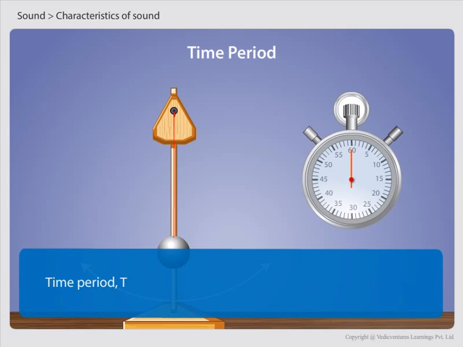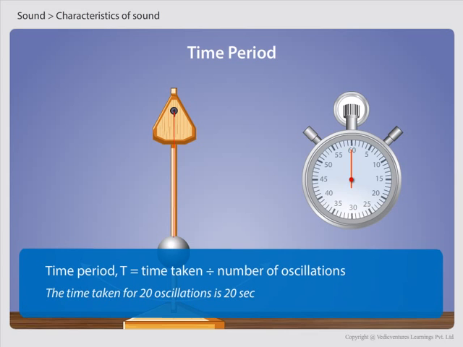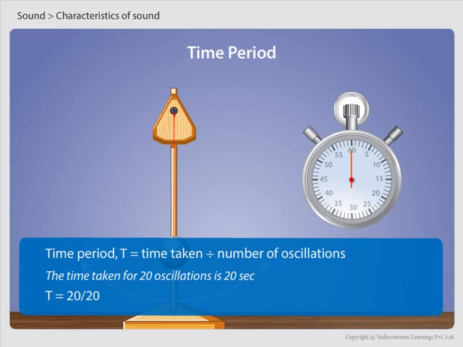So time period T equals time taken divided by number of oscillations. Suppose the time taken for 20 oscillations is 20 seconds. Then T equals 20 by 20, equal to 1 second.